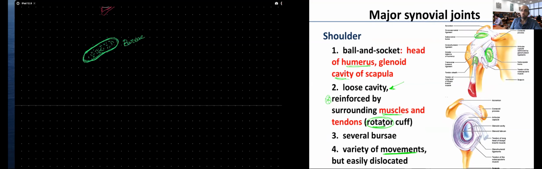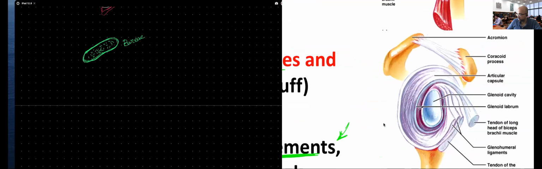But on the other side, this is going to be much more easily dislocated compared to the hip joint. Why is the shoulder joint much easier to dislocate compared to the hip joint? Because of the shallowness of the glenoid cavity. The glenoid cavity is too shallow compared to the acetabulum.